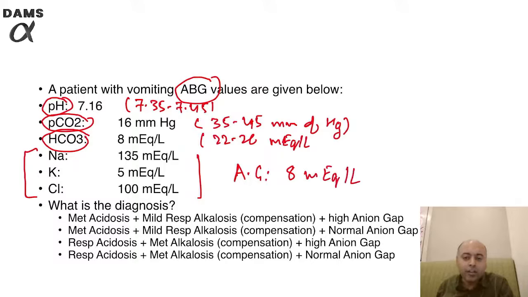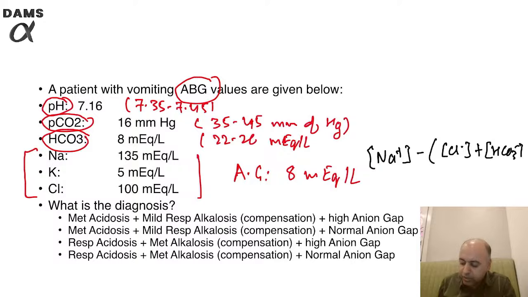Now, when you're calculating the anion gap, you have to keep in mind that the parameters to be used are the concentration of sodium, which has to be compared with the concentration of chloride and the bicarbonate. These are the parameters which have to be used, the normal value being 8 milliequivalent per liter. Based on the normal values that we have just mentioned, you have to identify the nature of the acid-base disorder.